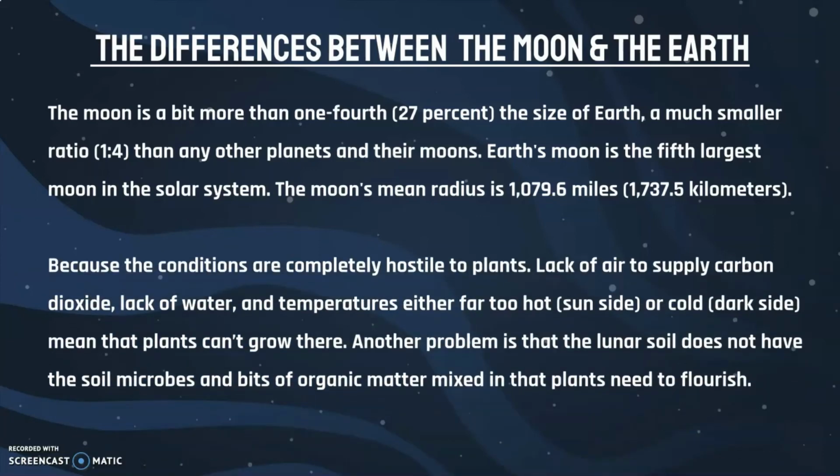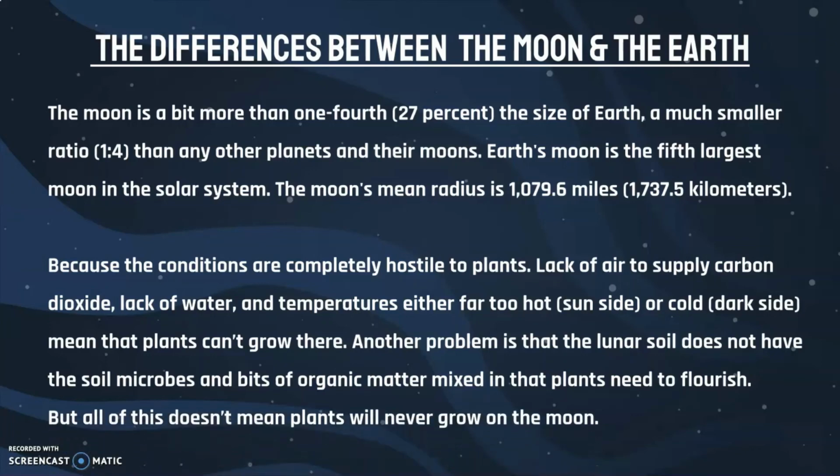And next, the conditions are completely hostile to plants: lack of air to supply carbon dioxide, lack of water, and temperatures either far too hot on the sun side or cold on the dark side mean that plants cannot grow there. Another problem is that the lunar soil does not have the soil microbes and bits of organic matter mixed in that plants need to flourish. But nowadays, all of this does not mean plants will never grow on the moon.